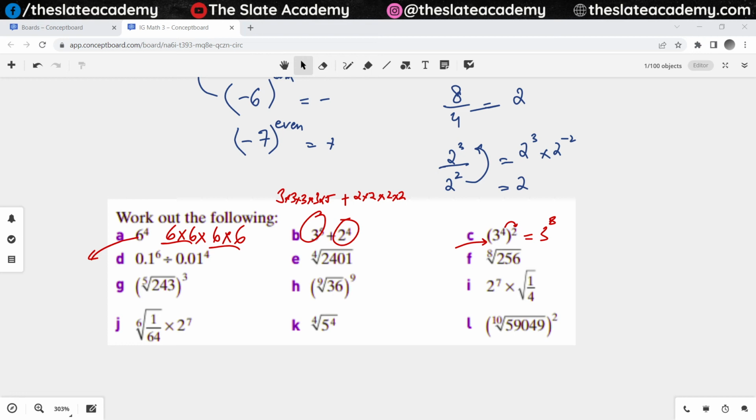3 to the power 8, 6561. The other way, if you do it, you first find 3 to the power 4, you get 81, and then you square it, you get 6561. Got it? Theek hai ji.